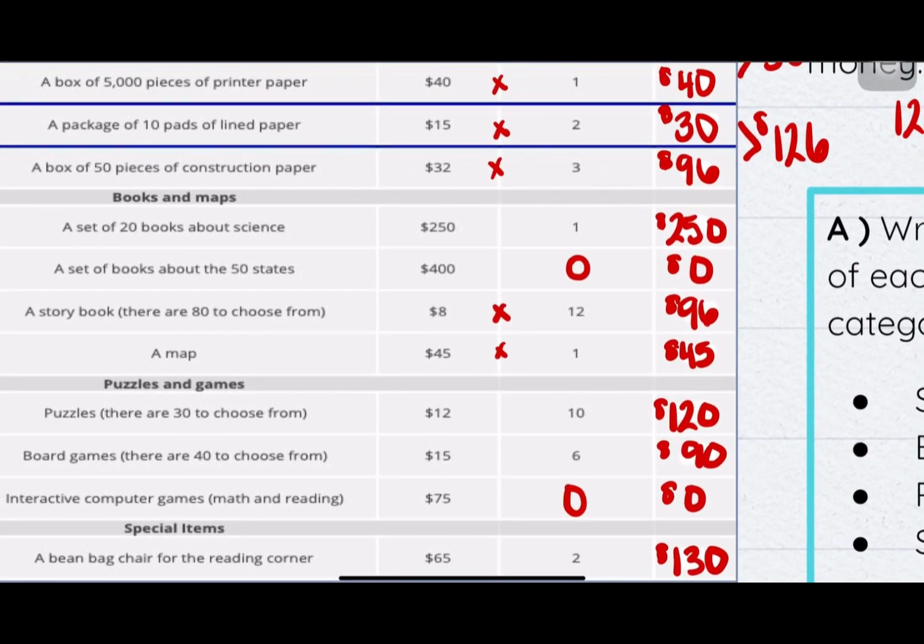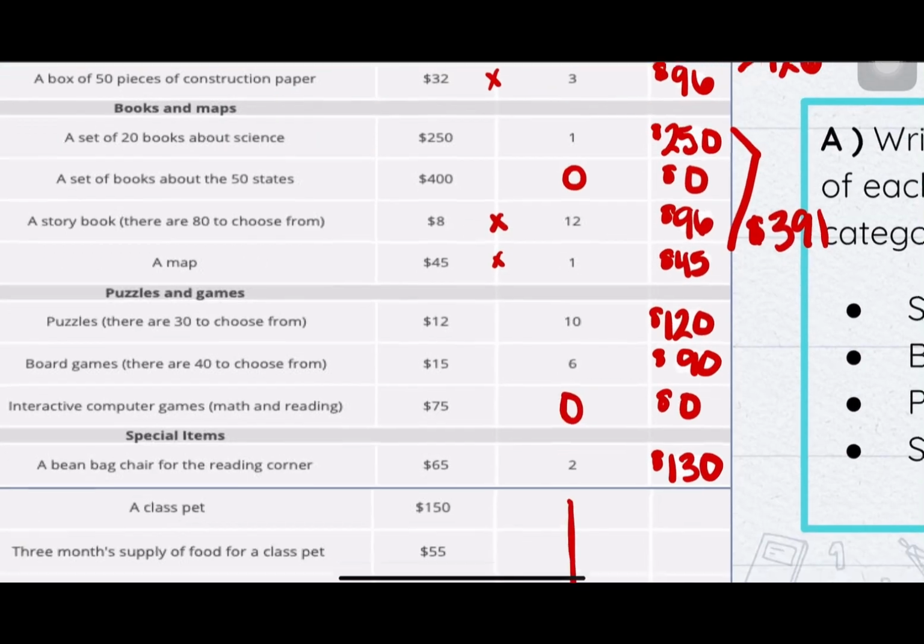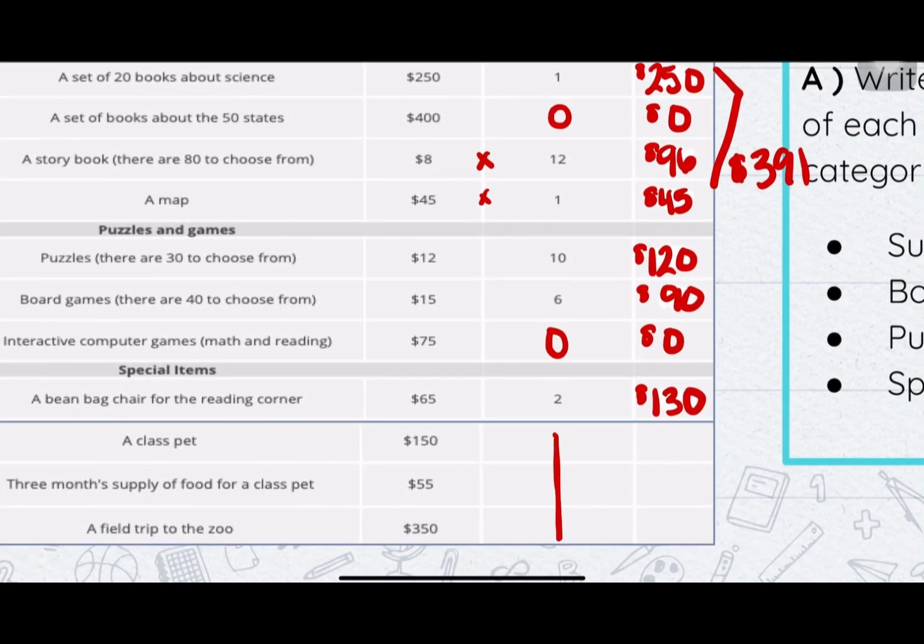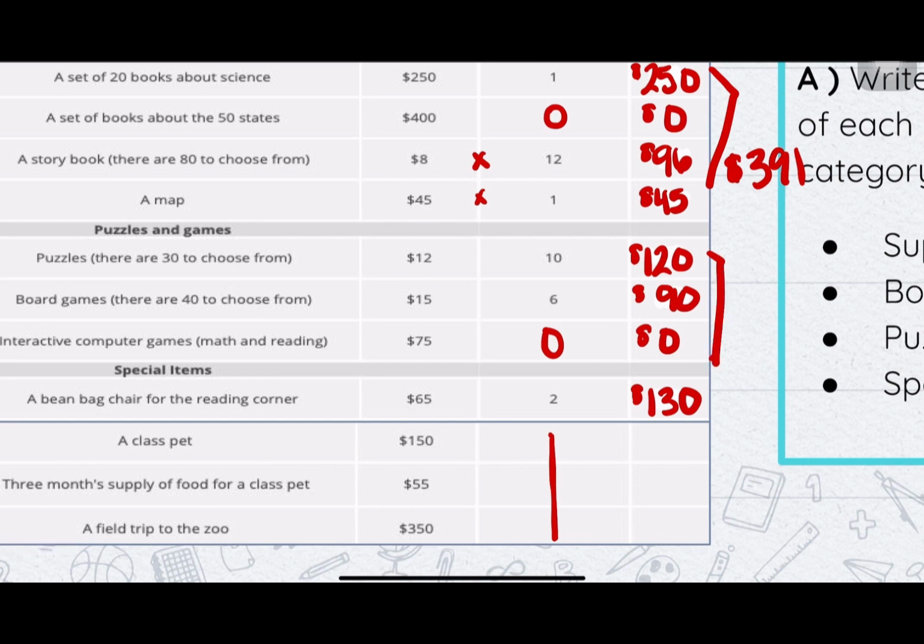So now we will add up our books and maps. So we'll do $250 plus the 96 plus 45, and that'll get us a total of $391. And then we'll total up our puzzles and games, and that'll be a total of $210. And then our special items, just $130.